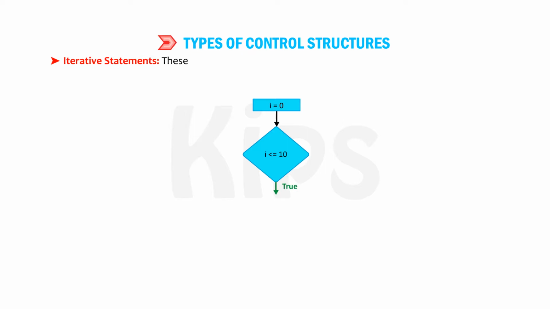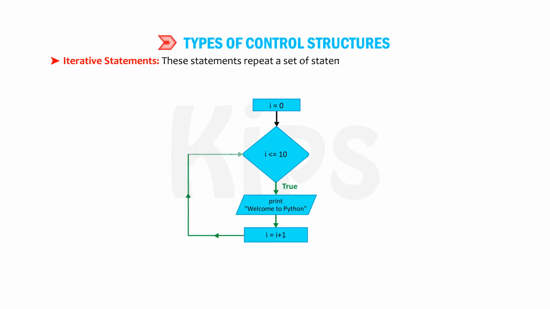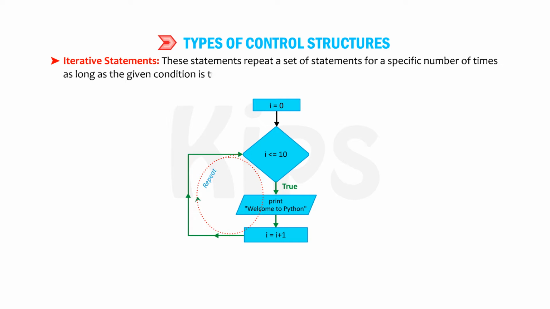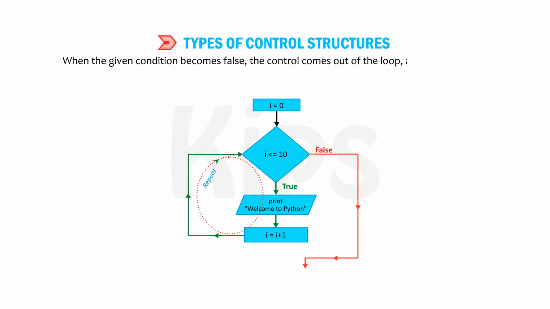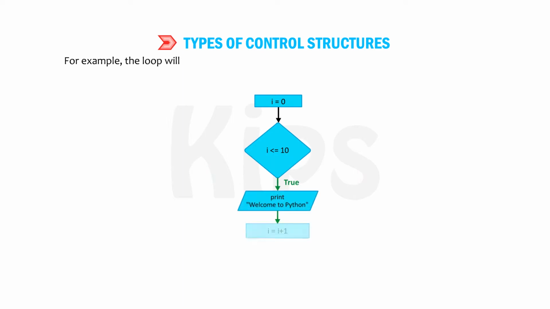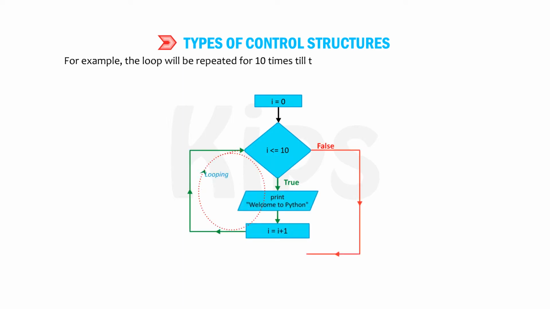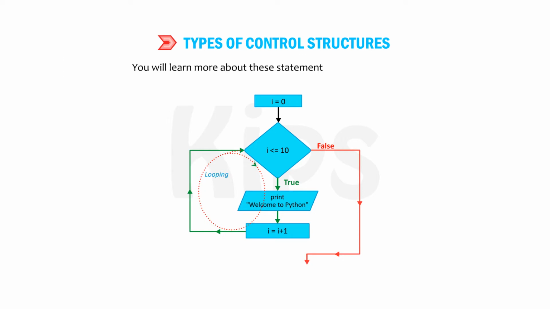Iterative statements. These statements repeat a set of statements for a specific number of times as long as the given condition is true. When the given condition becomes false, the control comes out of the loop and the repetition stops. For example, the loop will be repeated 10 times till the sum of the 10 natural numbers is calculated. You will learn more about these statements in the next chapter.